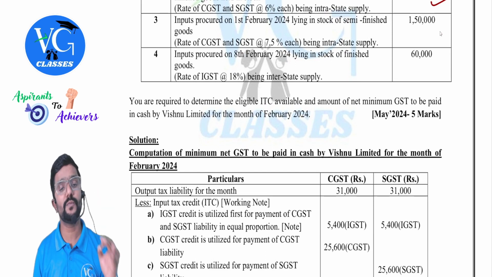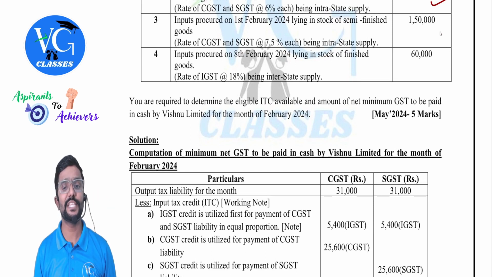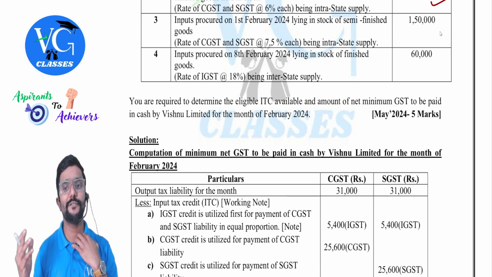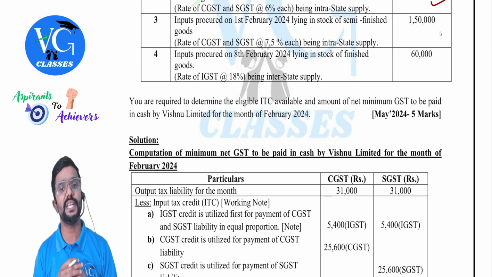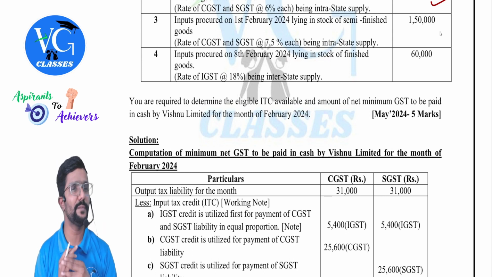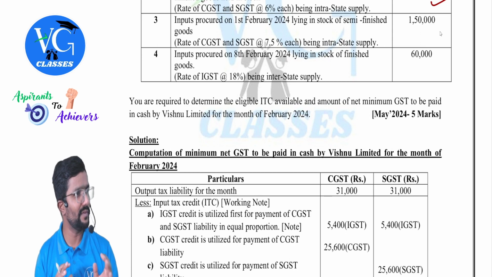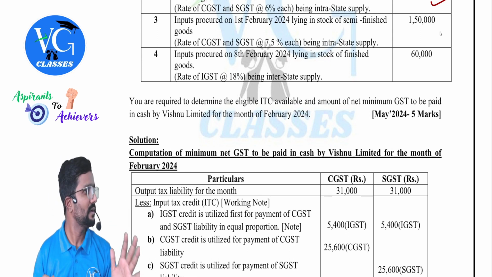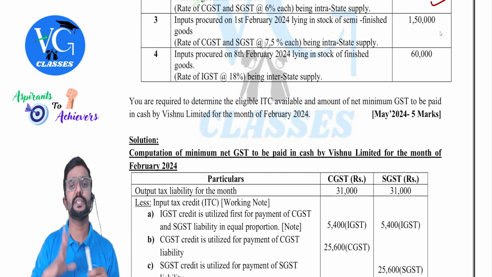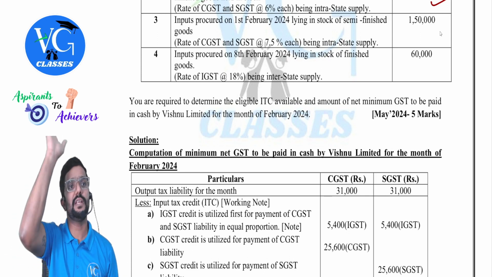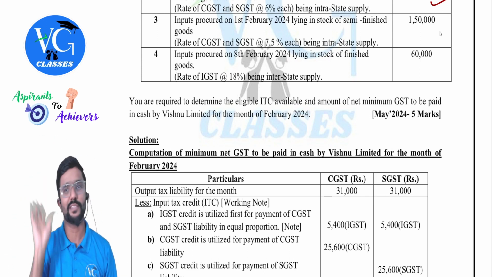Inputs procured on 1st February 2024, lying in stock of semi-finished goods. Is credit available, people? Yes. 1,50,000 is the value. CGST, SGST rate 7.5% each. Actually, there is no rate of 15%, but still don't question the question. When they tell any rate, please take it. Clear, sir? 7.5%, 7.5%. 15% rate is not there in GST. Wrong question. Grace marks.